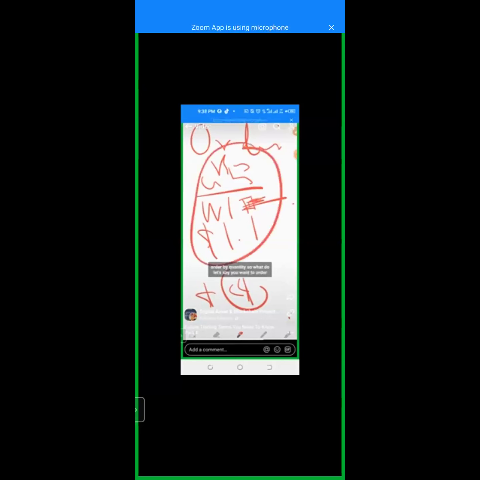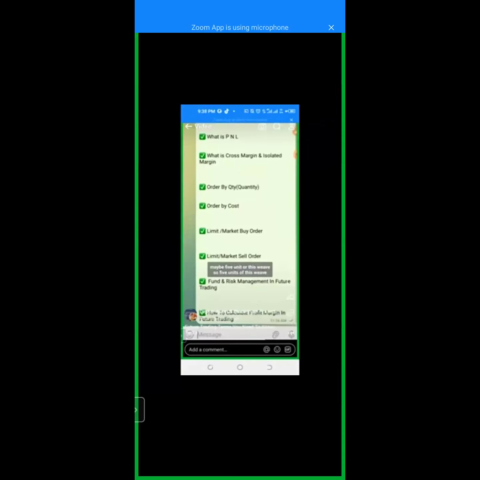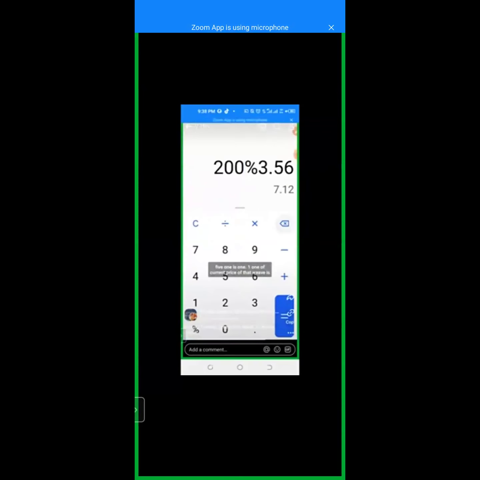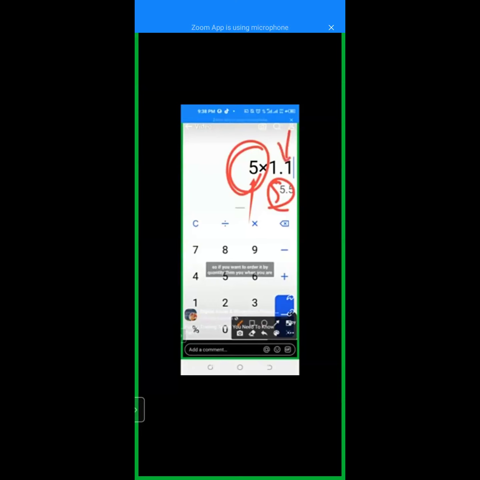Let's say you want to order maybe 5 units of this WIF. The current price of that WIF is 1.1. So if you want to order 5 quantity of WIF, that means the total value will now be what? $5.5. The total quantity is 5, and 1 quantity of WIF is 1.1. So if you want to order it by quantity, then when you are placing your order, you just type 5.